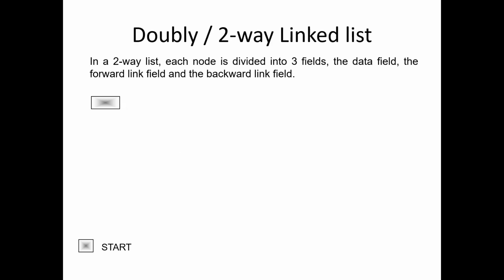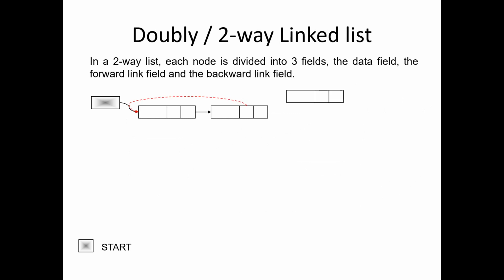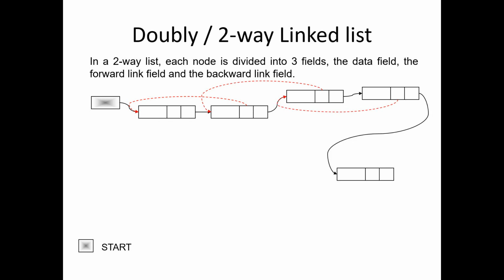Then we have the double linked list or two-way linked list, right? So a two-way linked list consists of a node which has three parts, that is the data part and the two link parts, one pointing towards the forward node and one pointing towards the backward node. The forward node and the backward node, as the name suggests, contain the addresses of the next node and the previous node respectively.